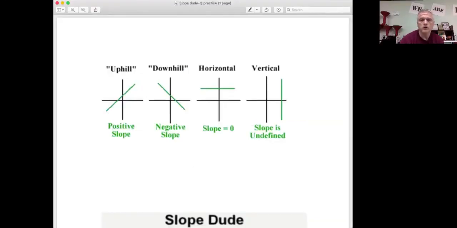Positive slope rises to the right. Remember, we always go left to right, just like when you read. We read left to right. So it's like you're going uphill. Negative slope goes down, or falls, left to right, going downhill. A horizontal line has 0 slope. A vertical line, slope is undefined.